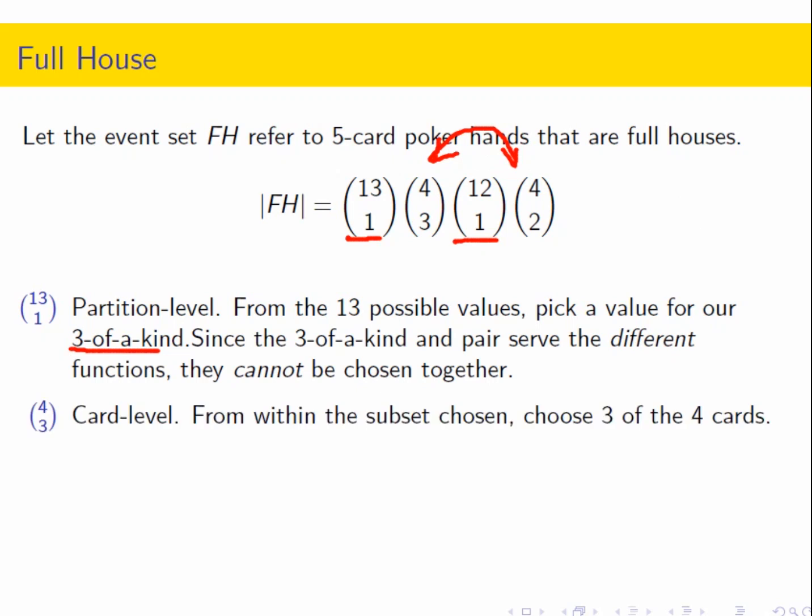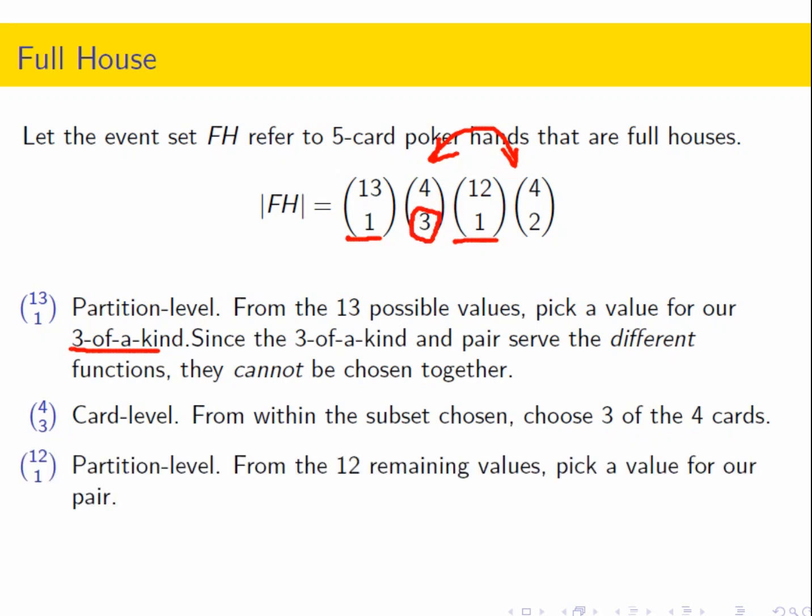And at the card level, then we go into the subset and say it was jacks, right? We go in, of the 4 jacks, we pick 3 of them. These 3 actually go into our poker hand, right? Then the partition level pick 12 choose 1. So from any of the 12 remaining values, pick a value for the pair. And then inside that, we're going to pick 2 of those cards. So where I've circled, those are where we're getting the 5 cards that actually go into our hand.